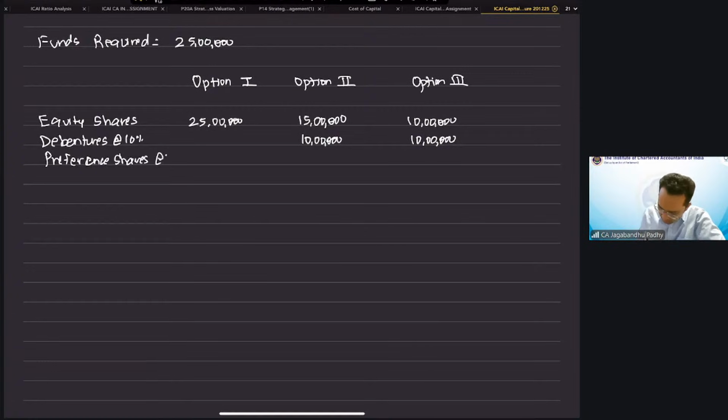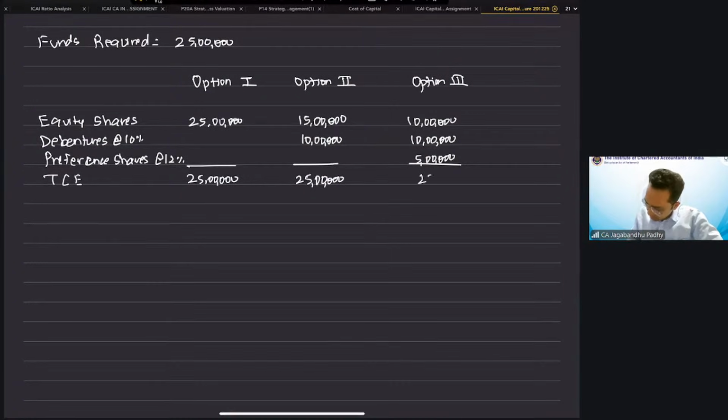Preference shares at the rate of, let's say, 12% to the tune of 5 lakhs. So, of course, the total capital employed that we have is 25 lakh in the first case, 25 lakh in the second case, and also in the third case, 25 lakhs, right? Now, let us say earnings before interest and tax is 5 lakh in any of these situations.